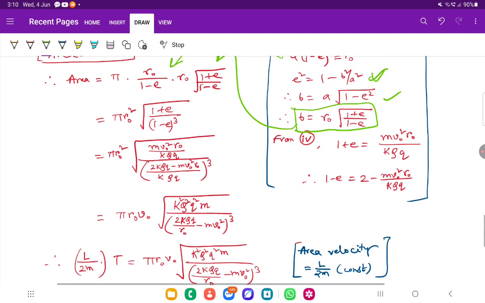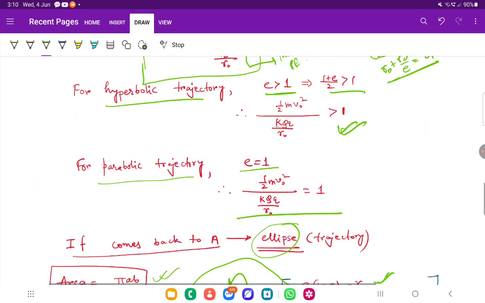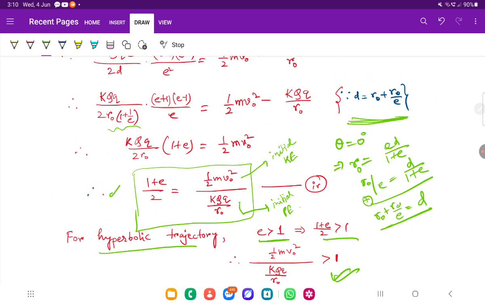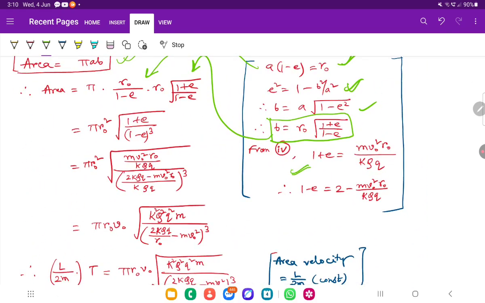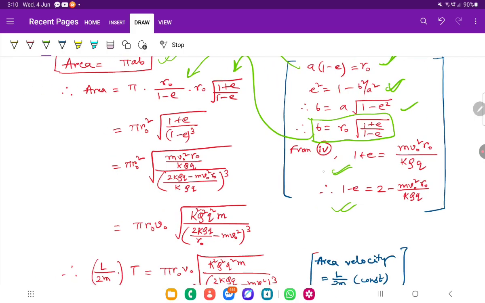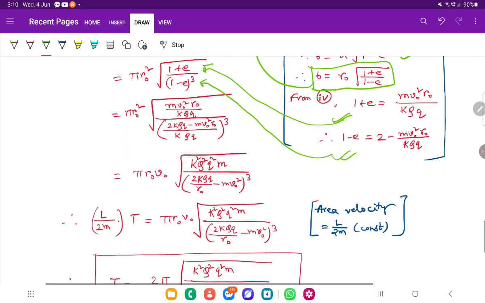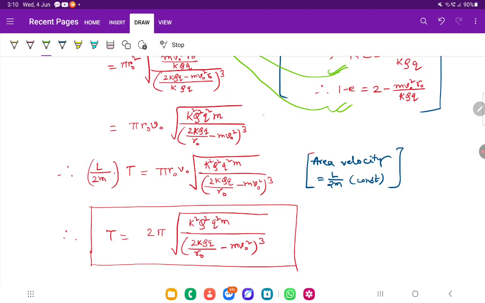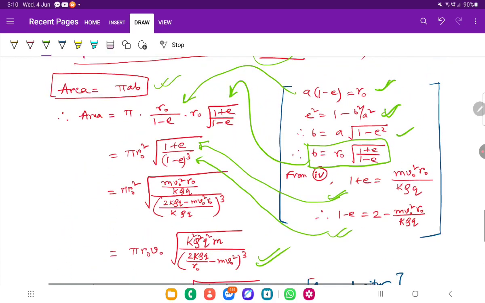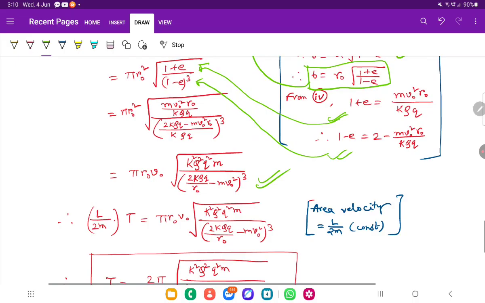Now I am supposed to substitute e also. So from the fourth equation, let me show the equation, this one, we'll get 1 plus e equals this. So 1 minus e will be this. So 1 plus e and 1 minus e values are also put in this equation, and you just proceed with the calculation. I'm not spending much time here. You will get this result. So this one is the area of the ellipse.